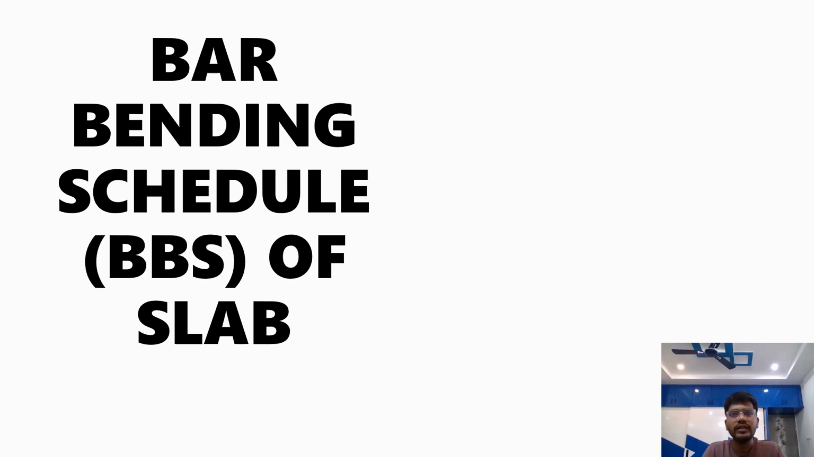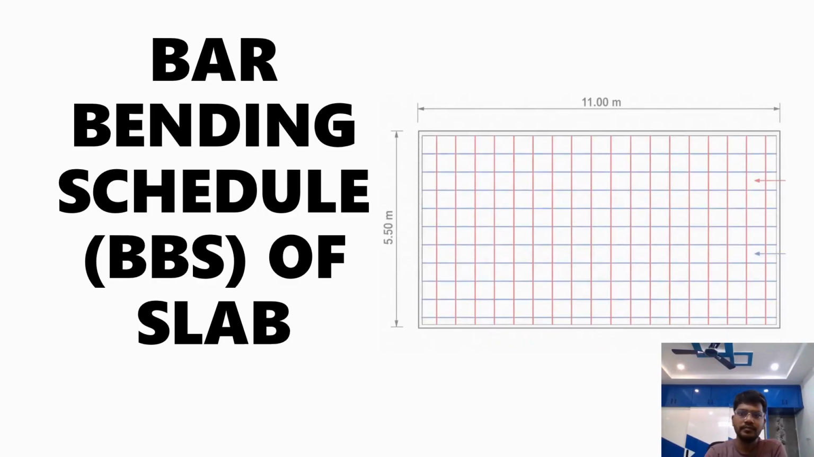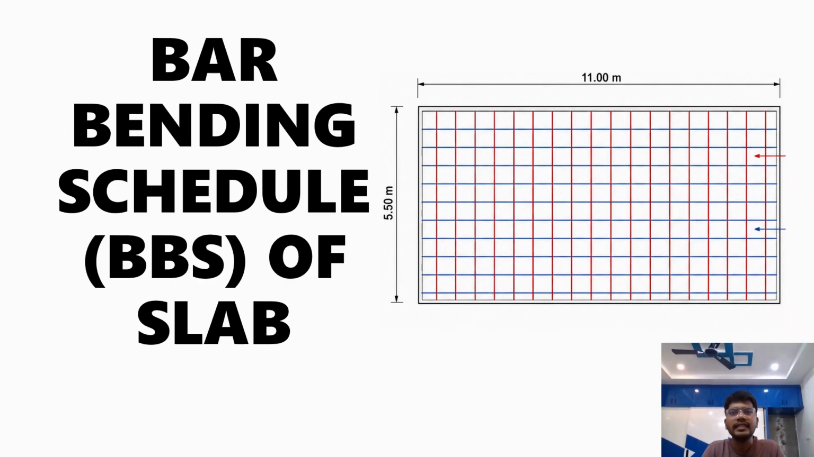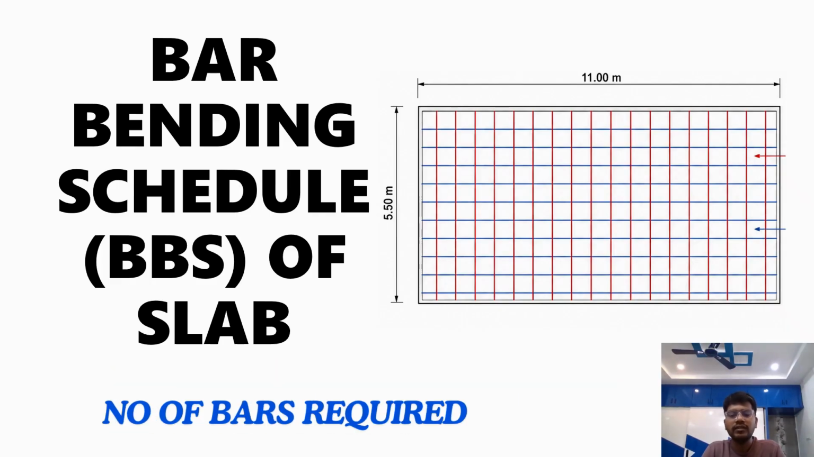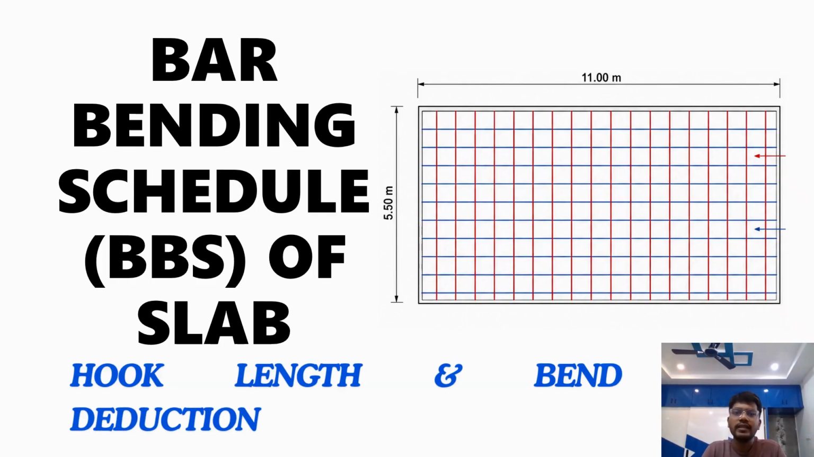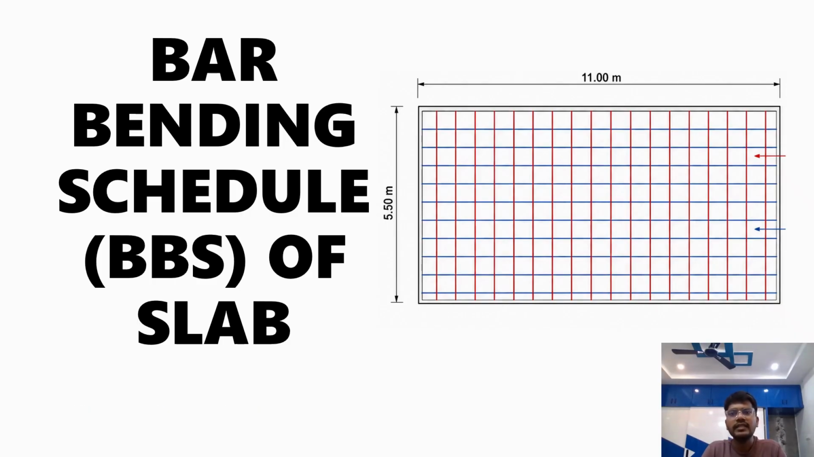Today we are going to learn one of the most important topics in structural detailing, that is bar bending schedule of slab. And it is not just theory. We will calculate cutting length of main bar, distribution bar, number of bars required for the slab, hook length and bend deduction, and we will see total steel quantity required for a particular slab. Exactly like a real site engineer.